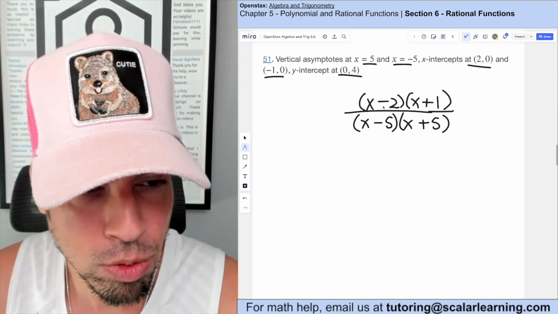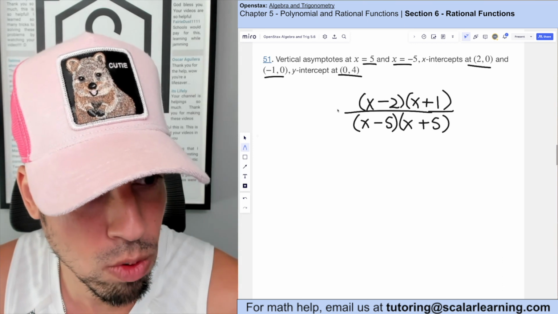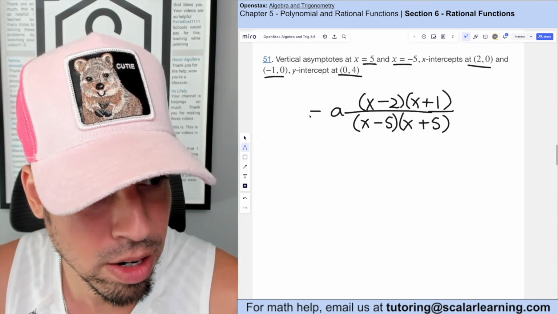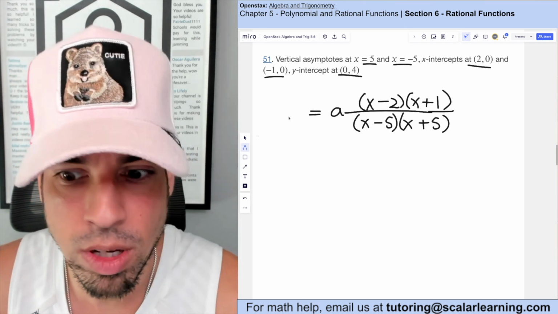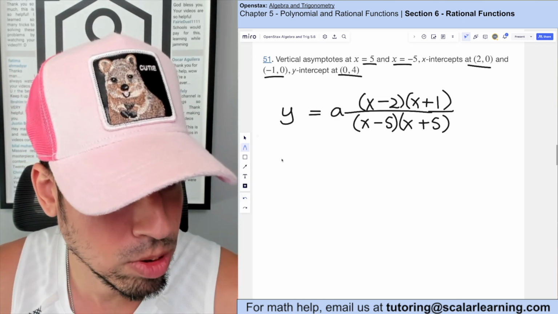Now, this is almost sufficient right here, except we have to account for the fact that when we plug in 0 for x, we're getting 4. So there's some other multiplier here that we still don't know yet. To find the value of a, we have to plug in this y-intercept and solve for a.